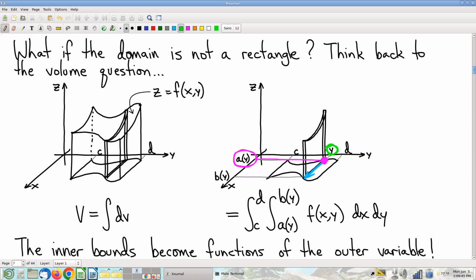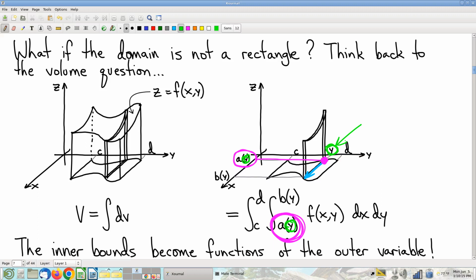So we just have to recognize that, let's see how to do this, our lower bound, for example, for our inside integral is a function. It's a function of that outside variable. Everybody buy it? No big deal. Ditto the upper bound, of course, likewise.